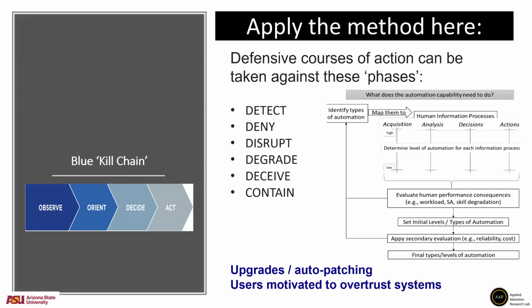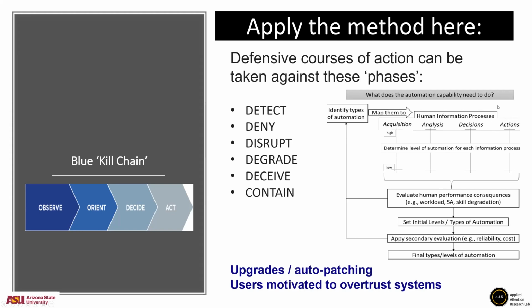Similarly, we can apply the method to a more blue or defensive kill chain of sorts, again using the same sort of OODA orientation acronym. So defensive courses of action can be taken against different phases of operations. These defensive courses, such as detection or disruption or degradation, may each map onto various human information processes by understanding what the operator needs to do or has done in the past across acquisition and analysis of information, and certainly in decision making. We can make some determination about what an appropriate level of automation may be for a technology capability.